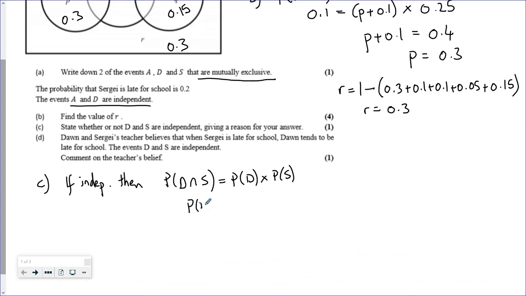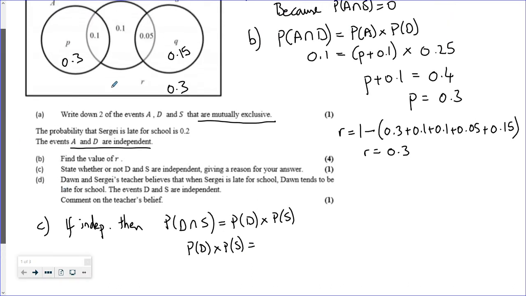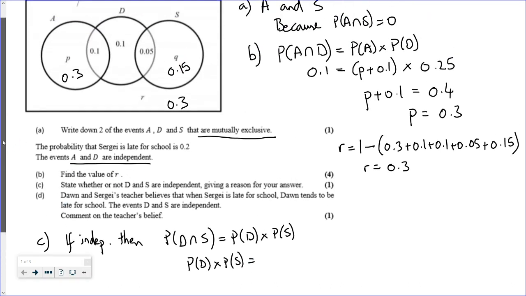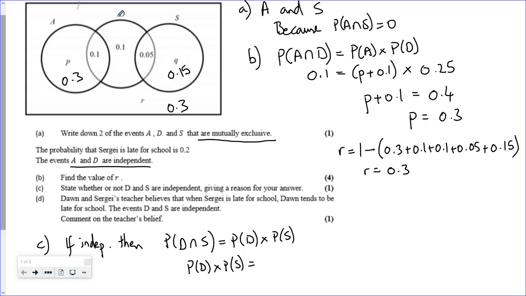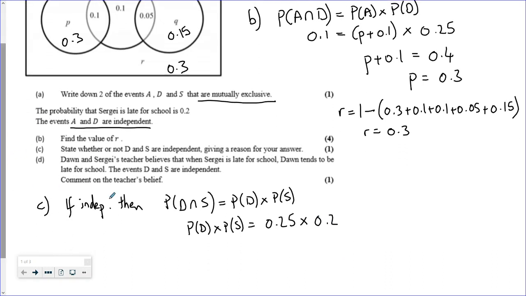So the probability of Dawn being late times the probability of Sergey being late is, well, the probability of Dawn being late is the sum of the probabilities within the Dawn circle, which is 0.25. And the probability of Sergey being late is 0.2 inside the Sergey circle. And if we times those two things together, we get 0.05.